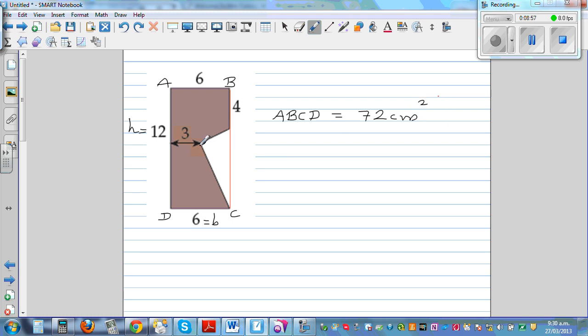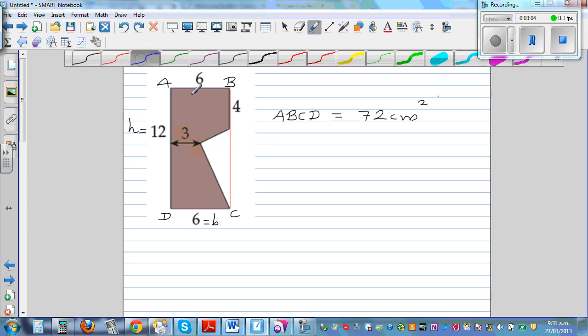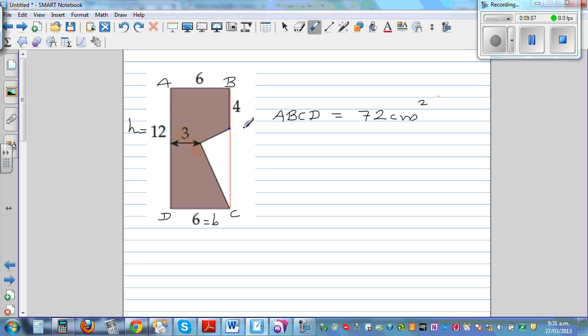Okay, now we want to find the area of this triangle. Let me write some letters. Let me call this D, and this F. Now, what's the height and what's the base? This is the base. Can we find the length of this base? Well, we know this is 4, and A to D is 12, so D to C would be 8 centimeters. We know this is 6, and this is 3, so this would also be 3.